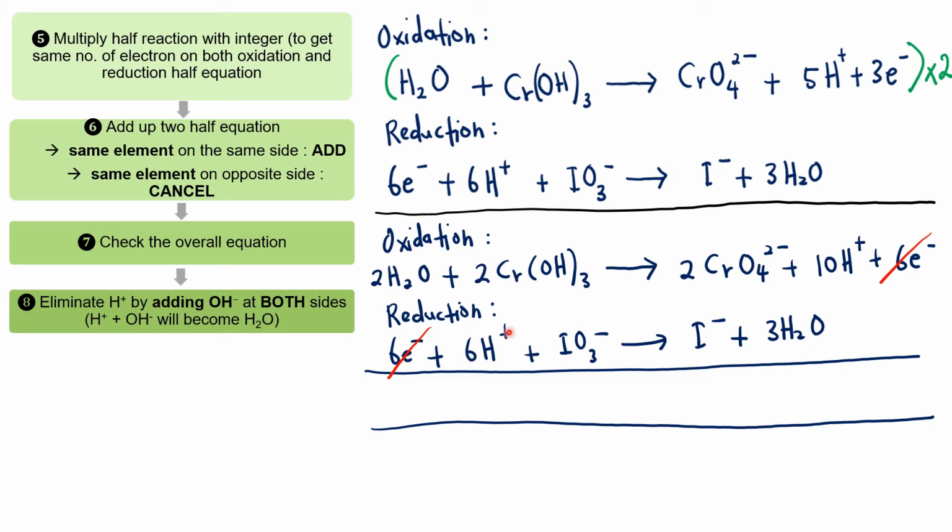We have 6 hydrogen plus sebelah kiri and 10 di sebelah kanan. So they are same element but on opposite side, so we can cancel as well. So to cancel this, 10 minus 6 here, so kita akan ada 4 remaining H plus. And for water, we have 2 water here and 3 water here, so they are sama juga on the opposite direction. So you may cancel 3 minus 2. So we have no more water here, and here will be 1 water.